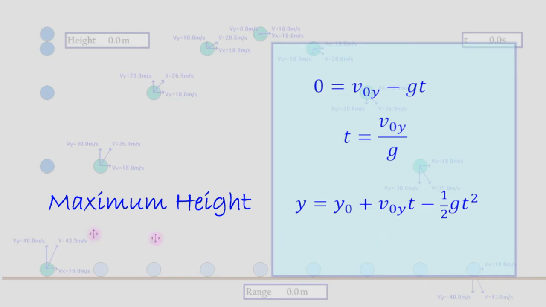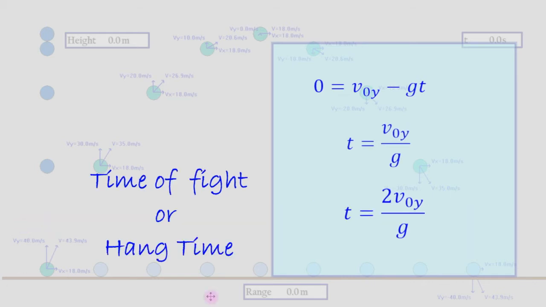Now, we're not done there, because it's symmetrical: if we know how long it takes to get to the top, we also know how long it takes to get to the bottom. So all we have to do is double it to find the time of flight, or the hang time. Interestingly, there's no x part in this equation to find the hang time. It's important to note that the time of flight of the object depends upon the vertical component of velocity, not the horizontal.